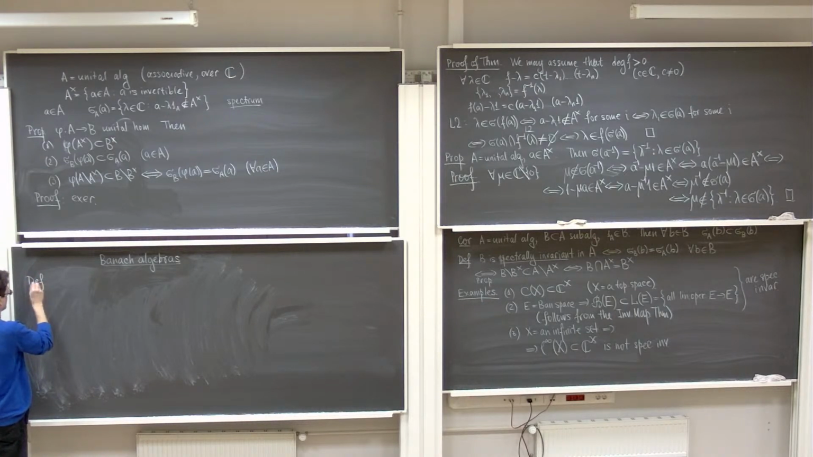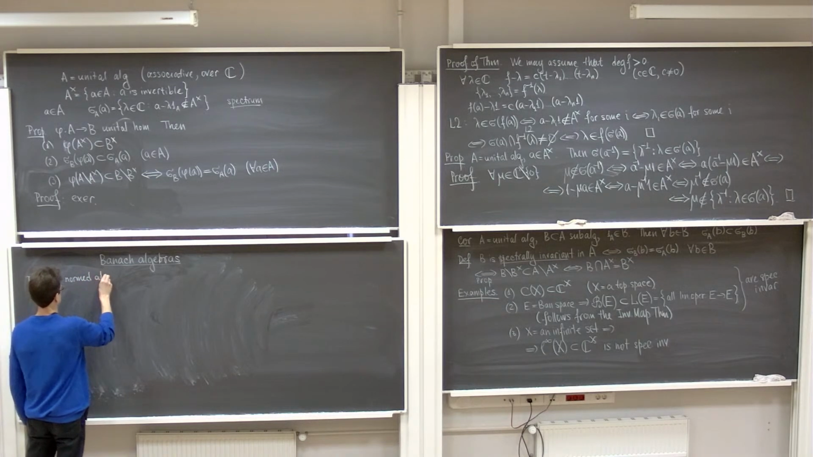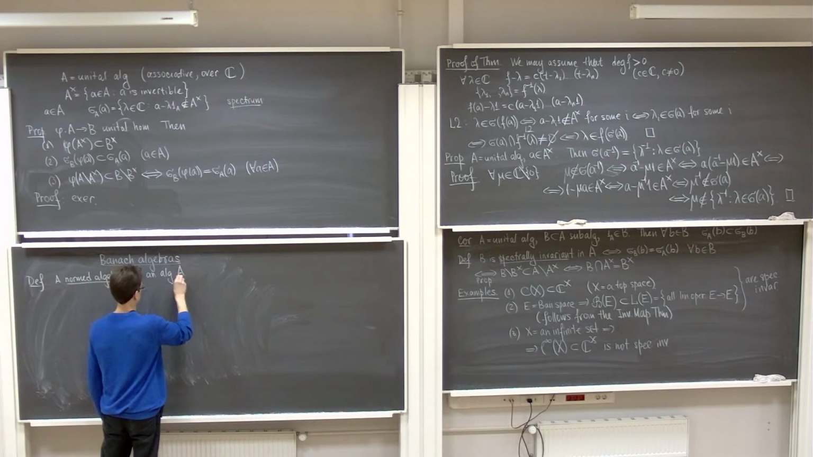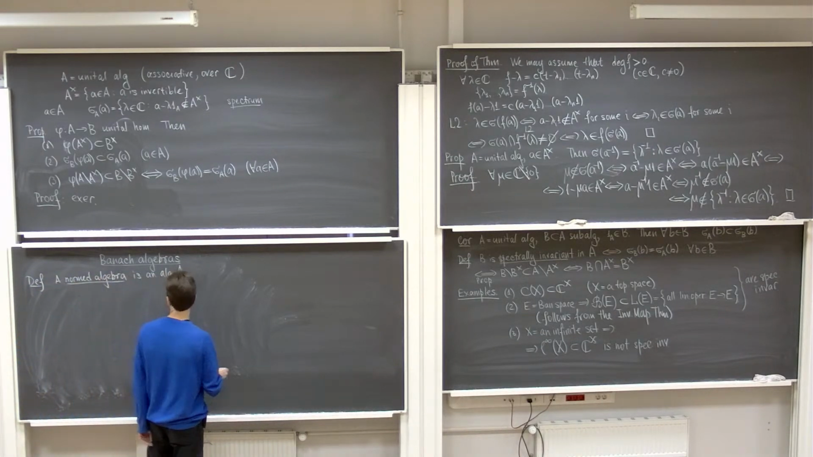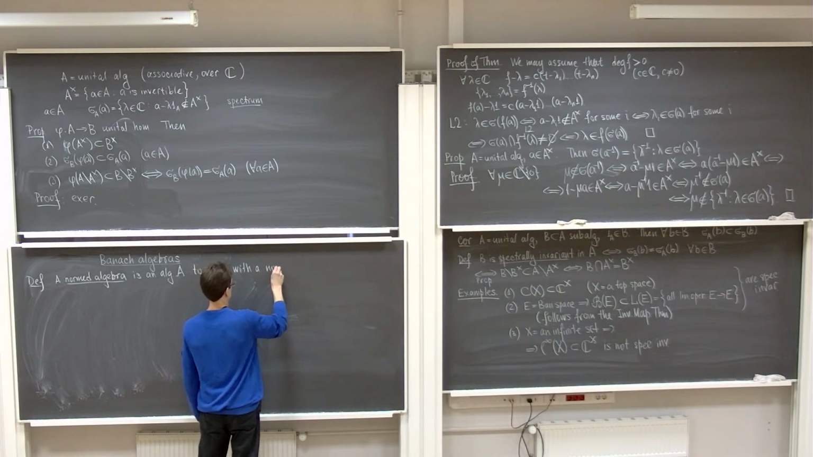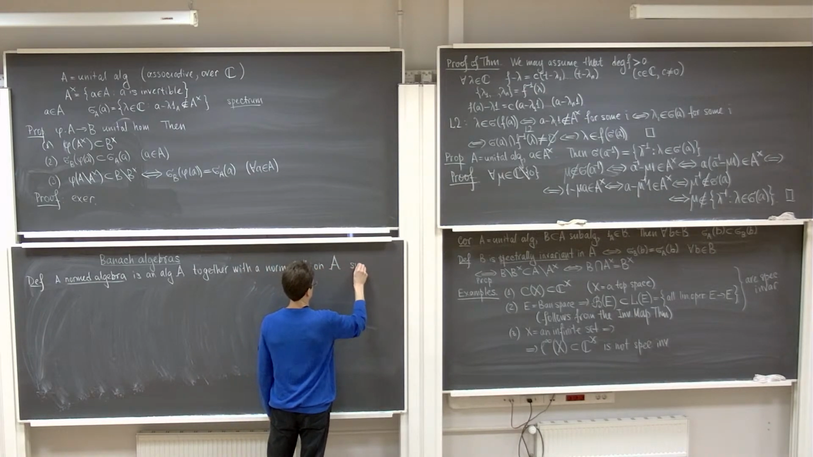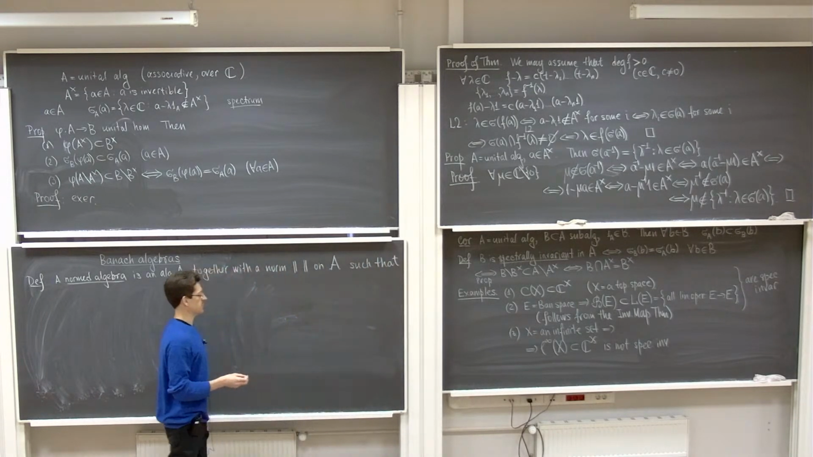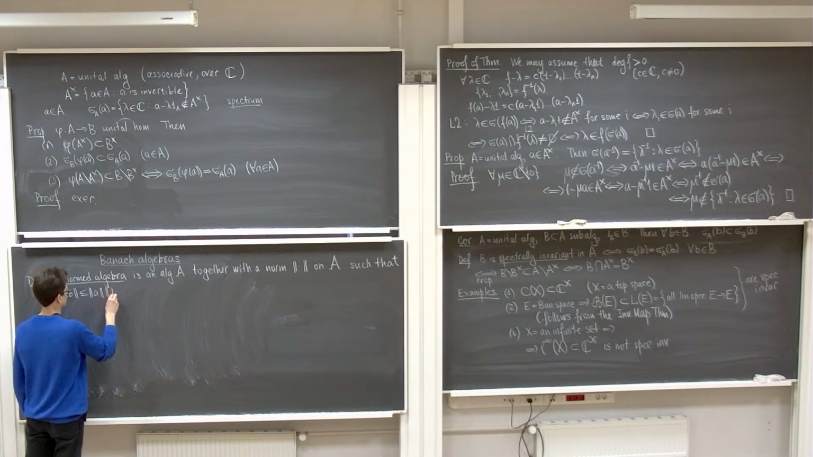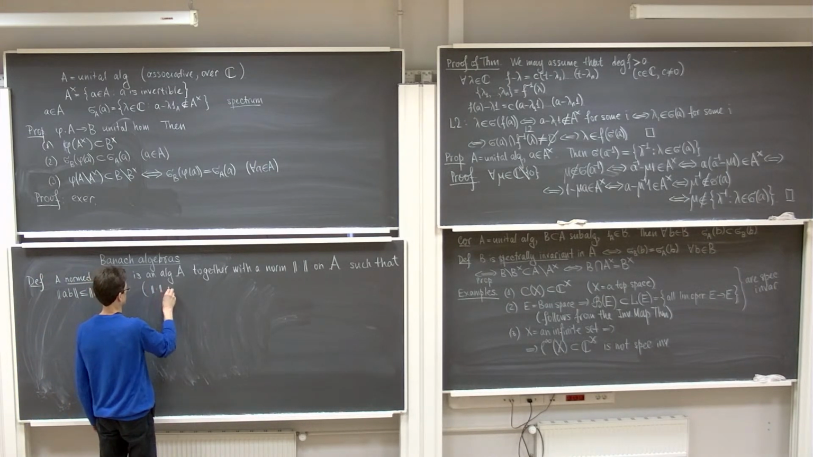So to begin with, let's introduce normed algebras. So by definition, a normed algebra is an algebra A, as usual associative and over the complex numbers, together with a norm on A, such that the norm is compatible with the multiplication in the following sense. The norm of the product of two elements is less than or equal to the product of their norms. This property means that the norm is submultiplicative.